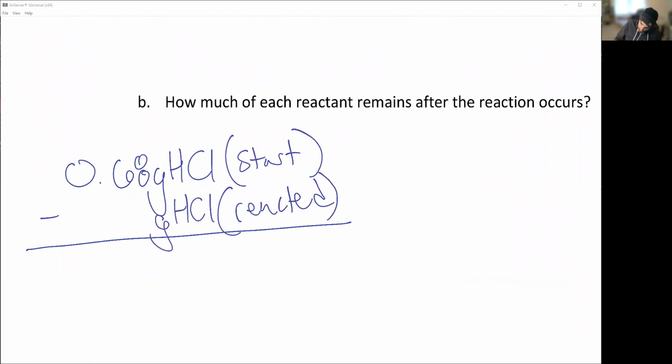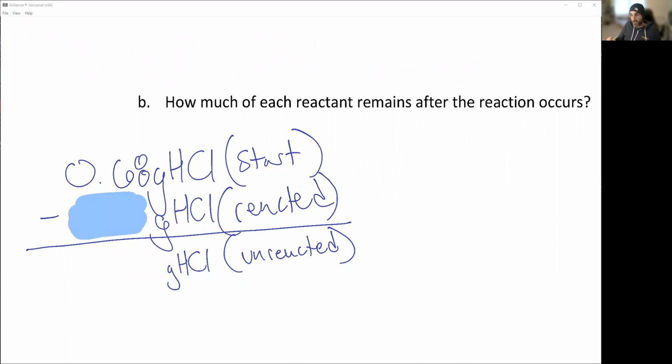And then, if we subtract those two, how many grams of HCl remains unreacted? So ultimately what we're looking for is the number here to complete this idea. How many grams of HCl remain unreacted?